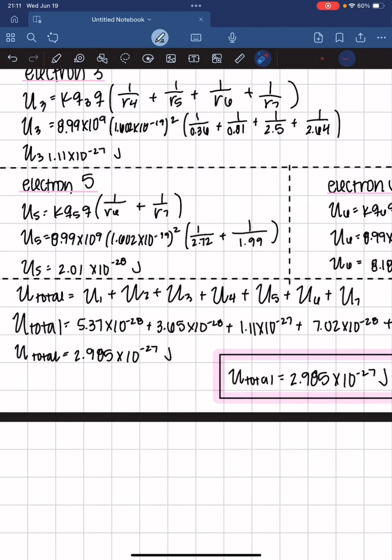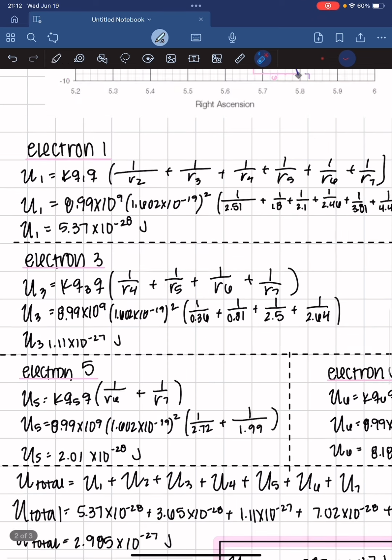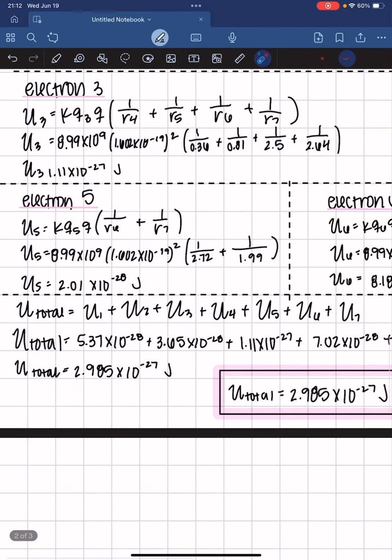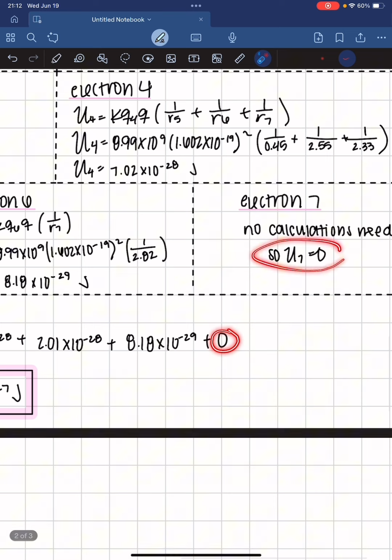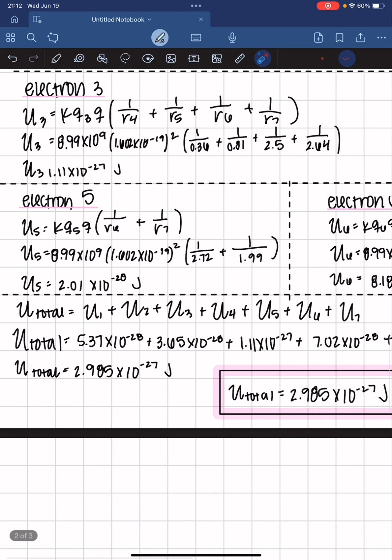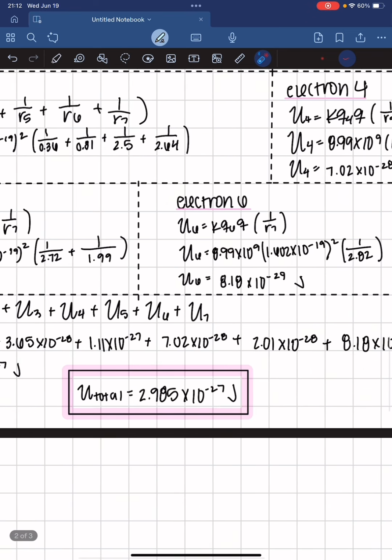The final step of this is U total equals U1 plus U2, and so on, plus U7. From here, it's again just plug and chug, where I took answers from above and placed them here. And then, as you can see, 0 for 7, as stated previously. Plug and chug, and you get to the final answer of U total equals 2.985 times 10 to the negative 27th joules.